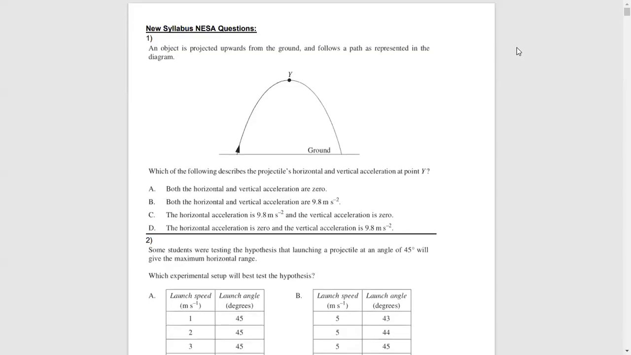Going through the questions now, focusing more towards the gravity and orbital ones. We'll run through some projectile ones very quickly. So here you've got an example, an object undergoing projectile motion, and they're asking again about the horizontal and vertical acceleration. As we discussed, this is commonly tested. Horizontal has no acceleration, vertical is 9.8, and so the answer of course will be D.